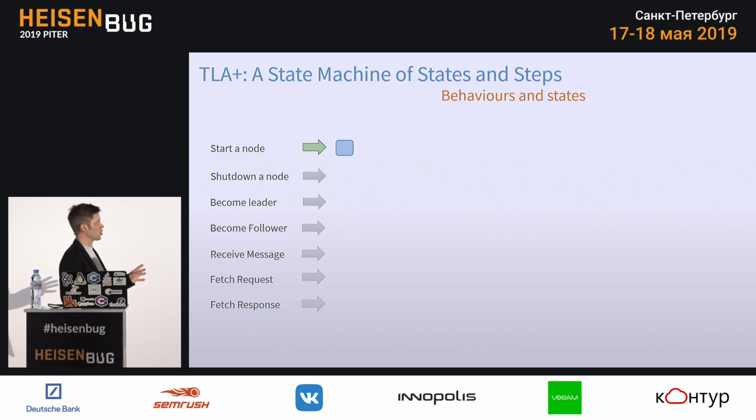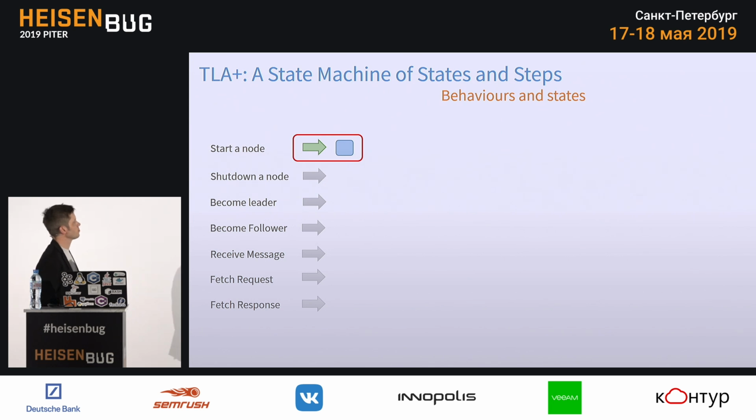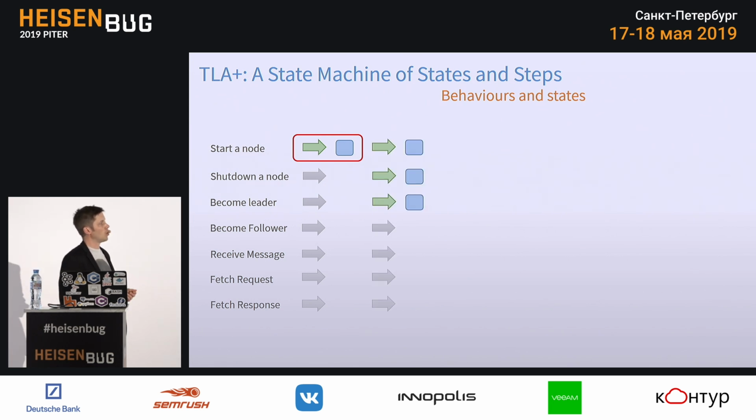Okay, so here's an example. Each action that we've got in our system can either be enabled or disabled. So in the initial state, we have nothing. We have no nodes. Nothing is started. So we can't receive a message or send a fetch request. All these actions are disabled. All we can do is start a node. So we start a node, and now we have more actions which are enabled, which could be executed by the model checker. And in fact, the model checker will execute all of these.